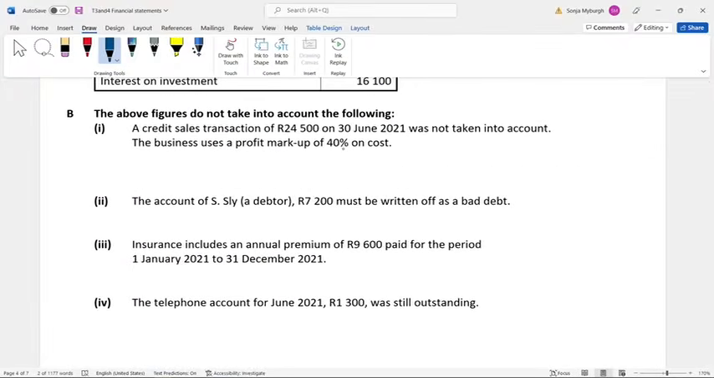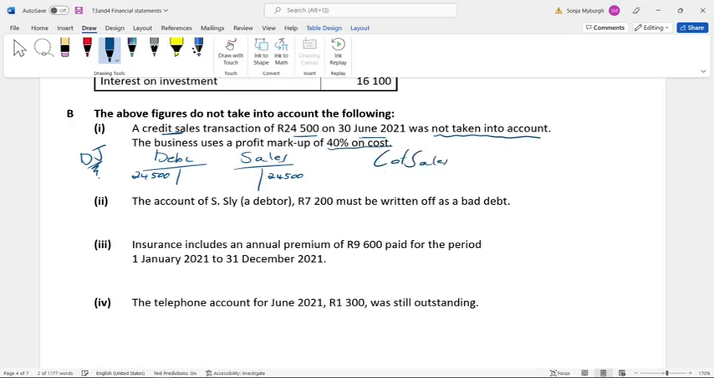The first one, credit sales transaction of 24,500 on the last day was not taken into account, and the business uses a markup of 40%. Credit sales, this is in the debtors journal, term 1. We know that the debtors will increase because they owe me 24,500 more, and sales will be credited. But we're not doing the statement of comprehensive income, so we won't do anything with sales. We must also make an entry for cost of sales and trading stock because we are selling the stock.